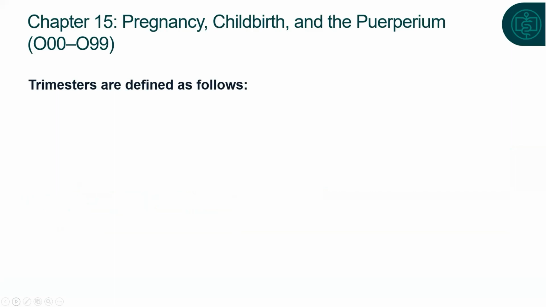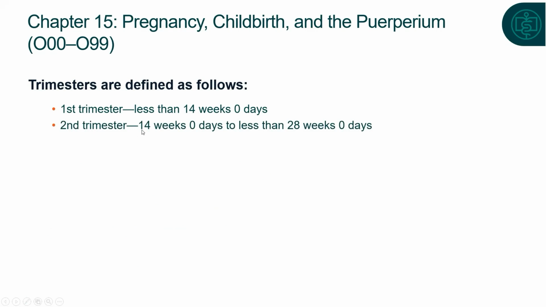So first we're going to look at trimesters, and I would advise that you memorize these trimesters because that will come in handy as you're picking your code selection. So the first trimester is defined by less than 14 weeks, 0 days. The second trimester is defined as 14 weeks, 0 days to less than 28 weeks, 0 days. And then the third trimester in pregnancy is 28 weeks, 0 days until delivery.